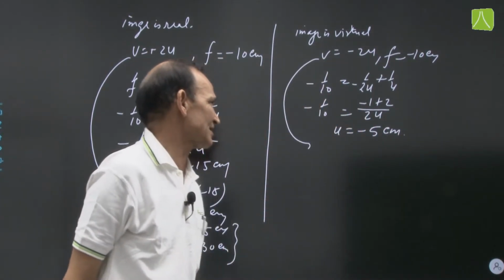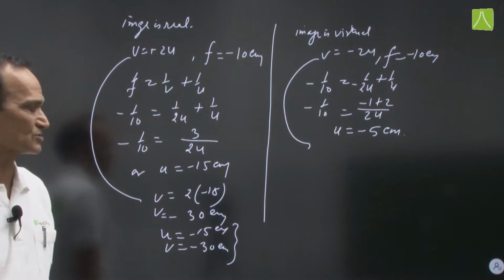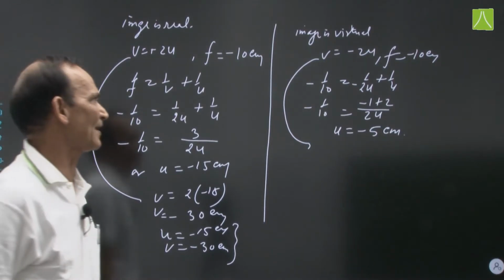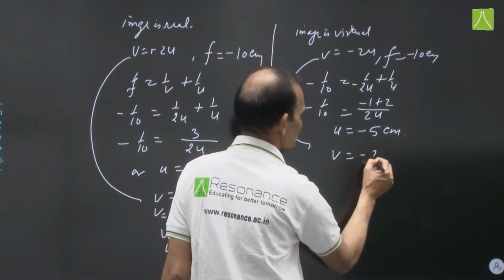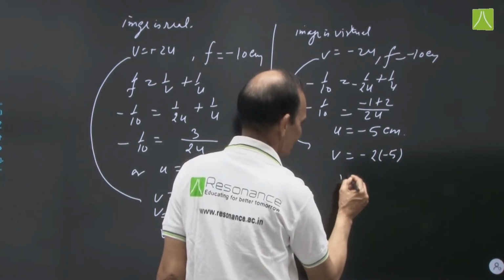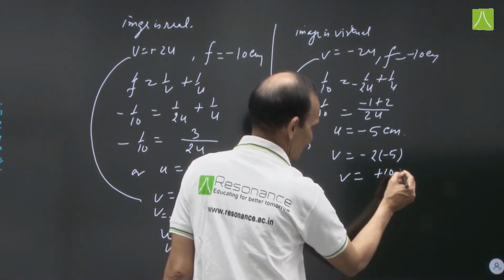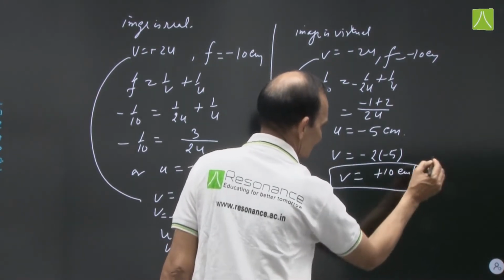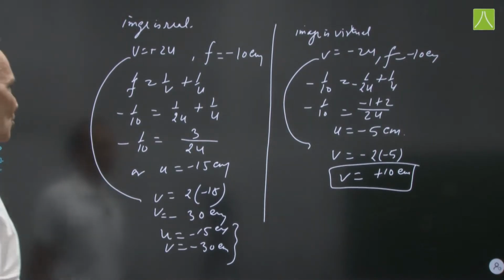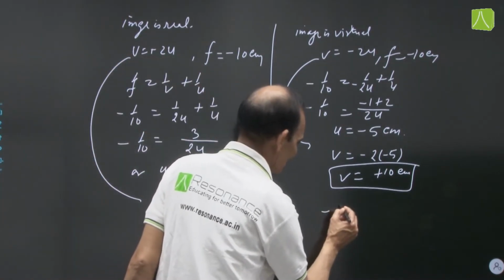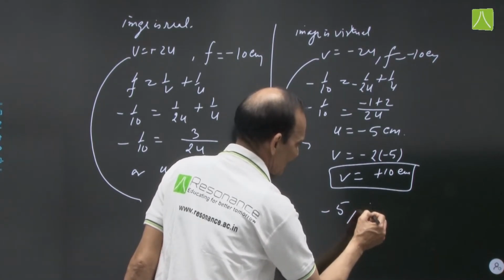Minus 5 means the object is placed between the pole and the focus point, so the image will be virtual and magnified. v will be equal to 2 into minus 2 into minus 5, that is how much? Plus 10 centimeter. Plus means it is virtual. The image is found behind the mirror. So the correct answer is minus 5 and plus 10 centimeter.